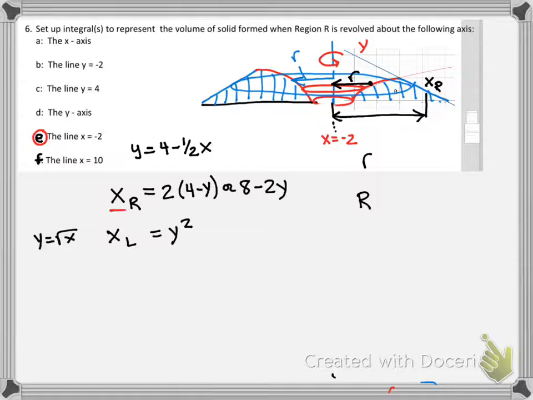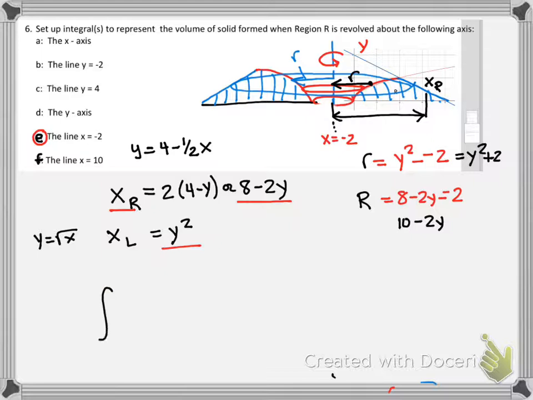Well, we've previously found these equations solve for x as x equals 8 minus 2y, and x equals y squared. So our little r will equal y squared minus -2, and the big R will equal 8 minus 2y minus -2. Both of those can be simplified a little bit to y squared plus 2 and 10 minus 2y.